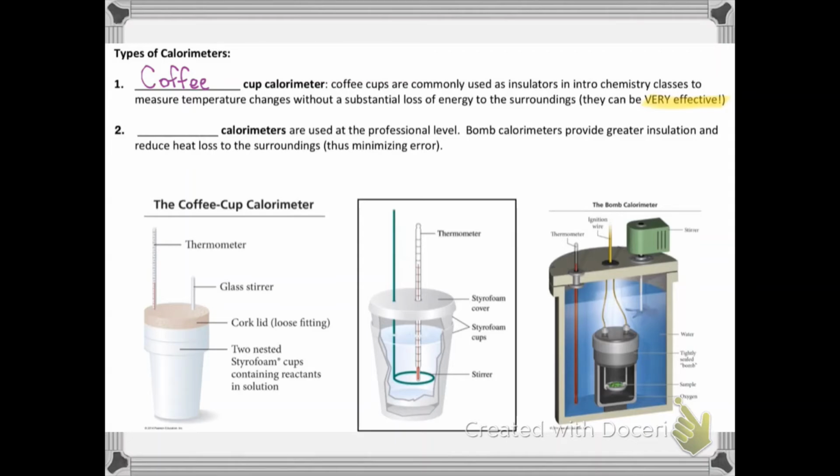And if you want to measure the energy exchange, just like how we do with the Cheeto lab, you're trying to measure the energy of the Cheeto itself, well, they need to do that for the calorie content on a food bag. But they don't want to use a coffee cup. They need to be pretty dang accurate. So they use what's called a bomb calorimeter.